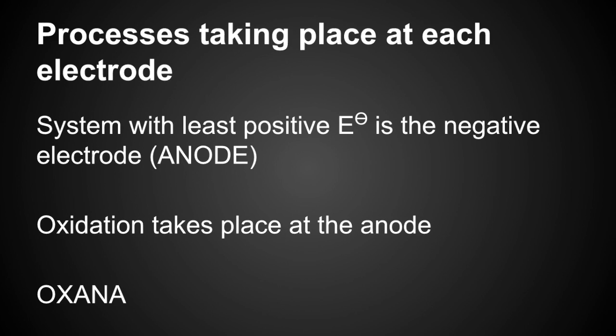So if we look at the opposite of that now, the system with the least positive electrode potential is the negative electrode, and that is the anode. So the oxidation takes place here, and I just remember it with the word oxana.